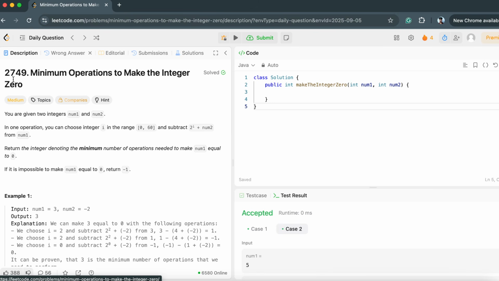So let's solve this LeetCode question 2749, Minimum Operations to Make Integer 0. Let's read the problem statement first.